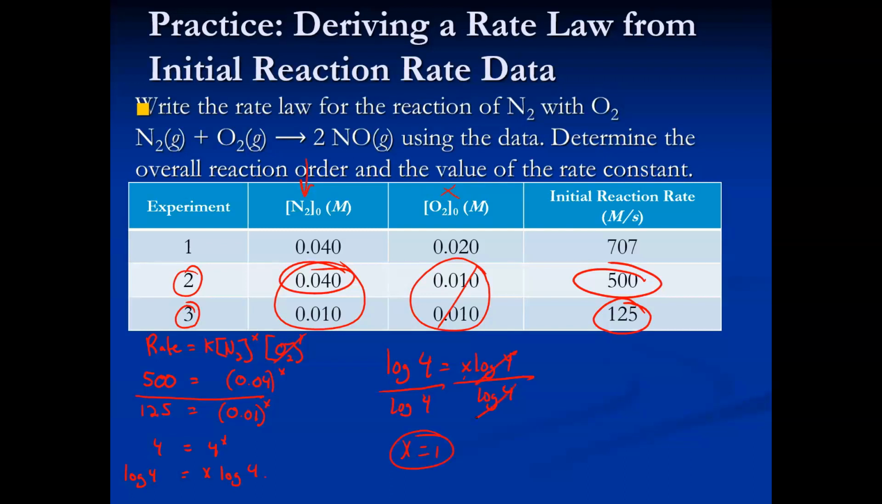Okay, so that's the long way. I'm not going to do it the long way. I'm assuming you can do the math after this. And so when you do this, that means that our rate with respect to our N2 is 1. So that's first order for our nitrogen.